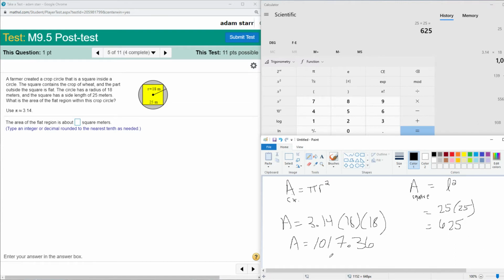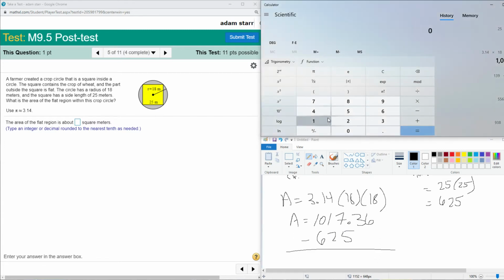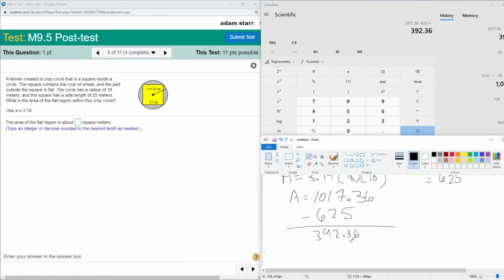So I have my area of my circle, I have my area of my square. I need to find the area of this gray region. So I'm going to take away the area of the square from the area of the total circle. So I'm taking the area of my circle, which is 1017.36, subtracting the area of my square. And again, I did not round. I get 392.36. At this point, that's our answer, but now we're going to see how it wants it rounded.